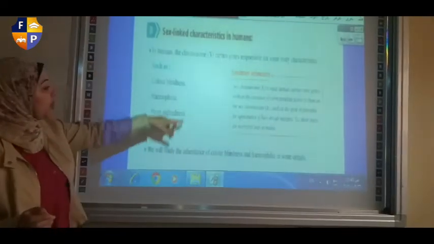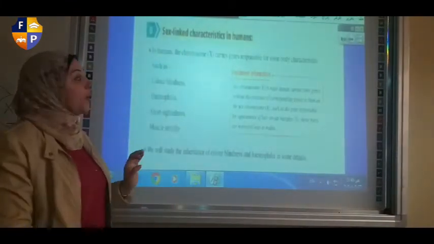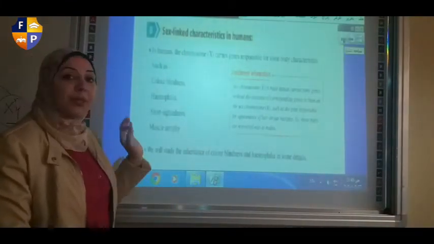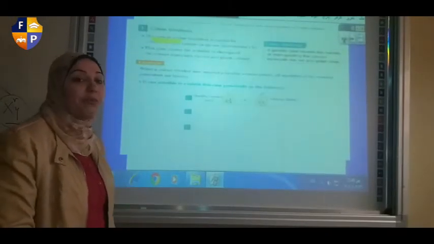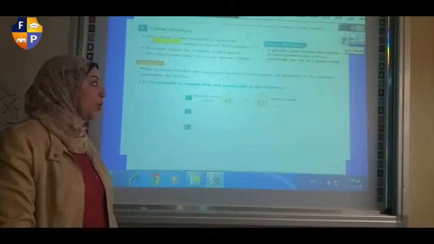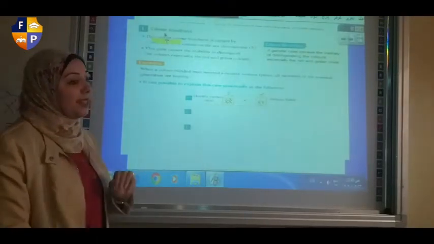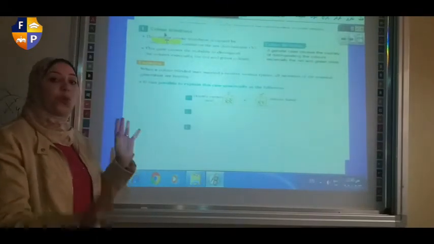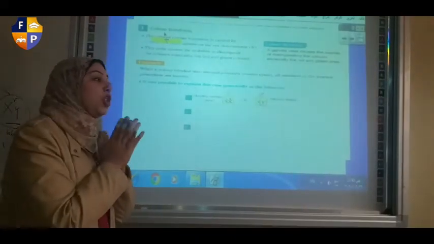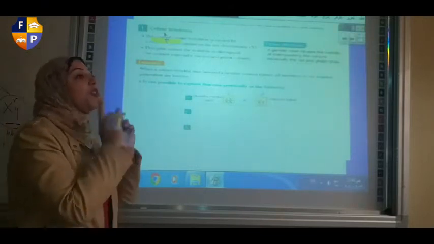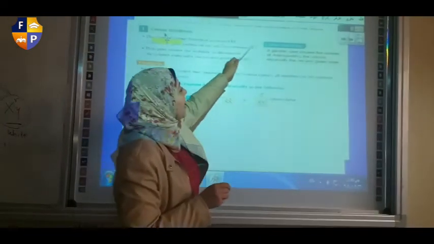All of those are sex-linked characteristics present in the human body. Their genes are present on sex chromosomes only, and not affected by what? By sex hormones. Number 1 we will study is color blindness. I said that color blindness is the inability of our eyes to differentiate between colors, especially red, orange and green. This is a recessive gene. Recessive gene present only on the X chromosome.